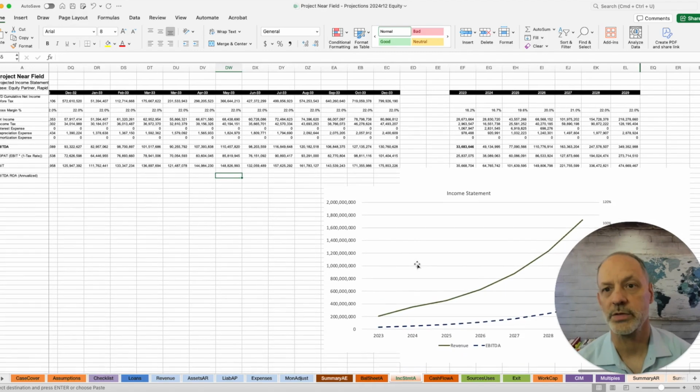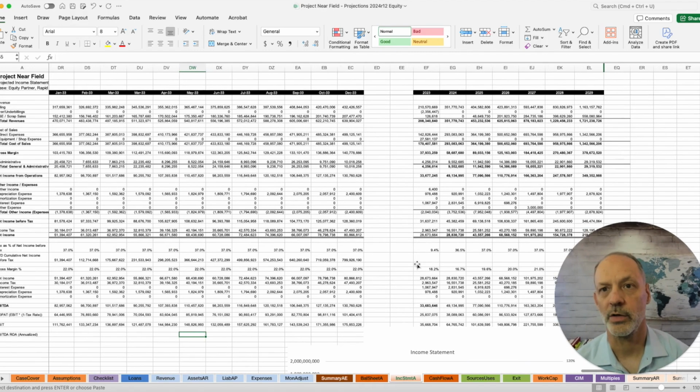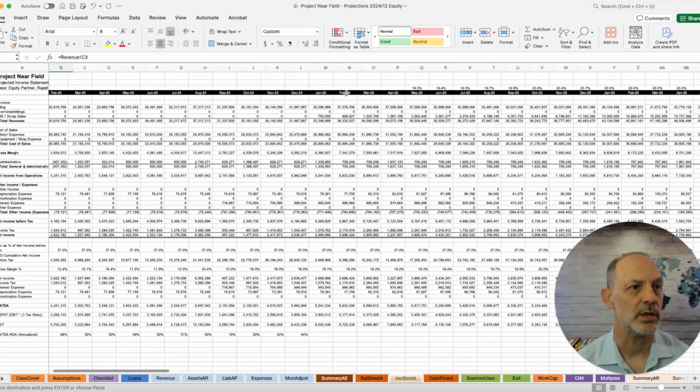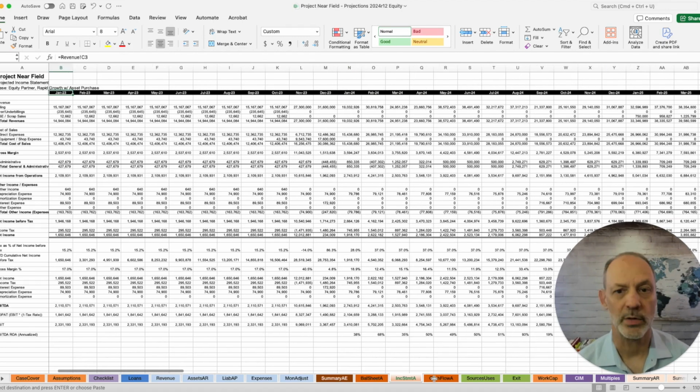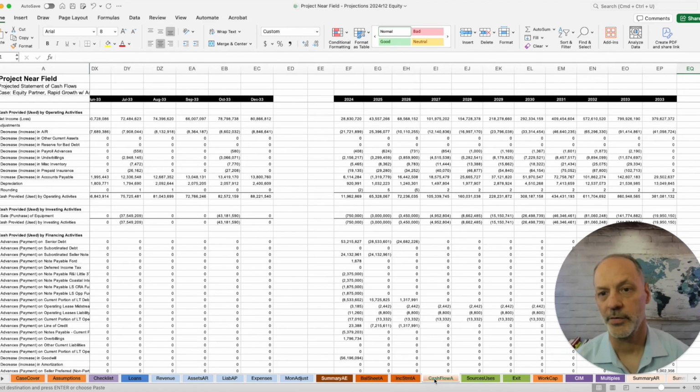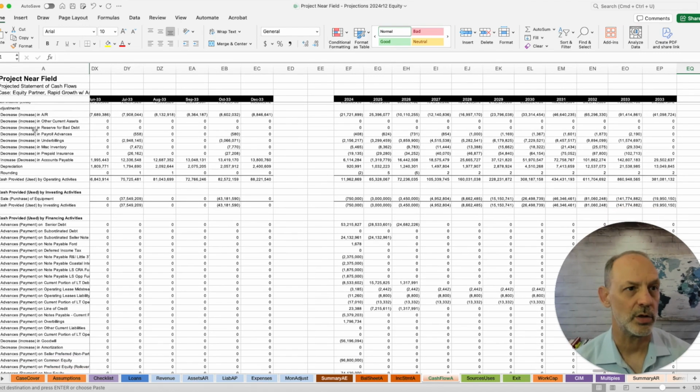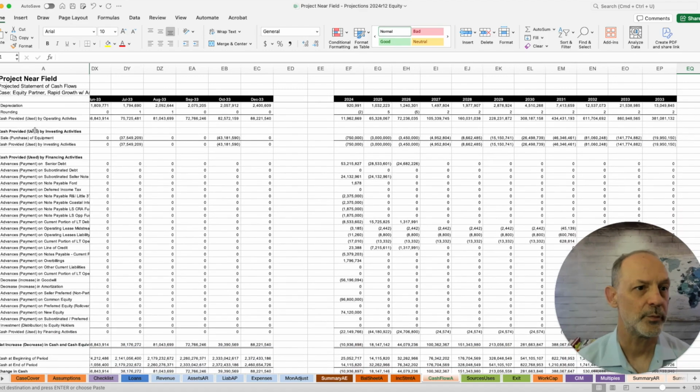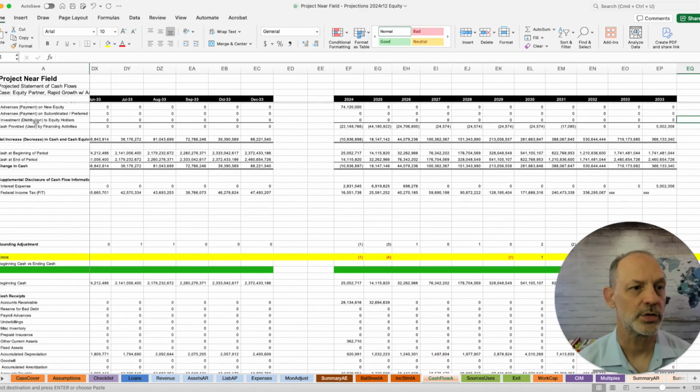Same thing, we've got some charts here, income statement annual, and then the monthly for the income statement. Again, that ties in. Then the cash flow is really good. It's automated. It automatically calculates month by month, and then the annual summaries of all the cash flows. So you've got the standard cash flow statement.